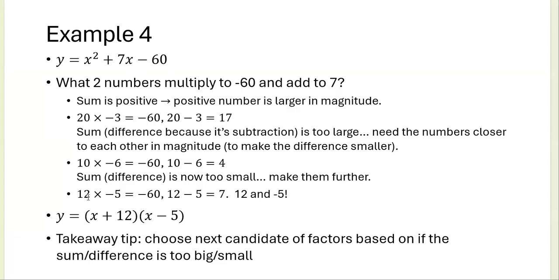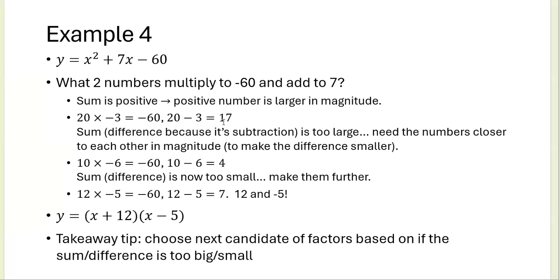For example, 12. 12 times 5 is 60, yeah? So let's pick 12 and negative 5. Again, this positive number should be larger in magnitude. 12 times negative 5 is negative 60. 12 minus 5 is 7. Oh, that's what we want. So we factor as x plus 12, x minus 5. Okay, this is how we think critically instead of blindly choosing.